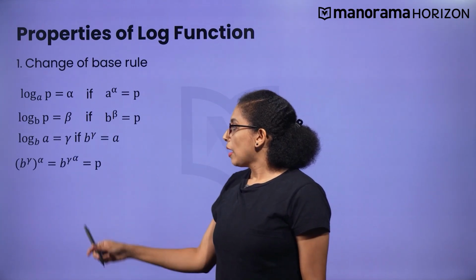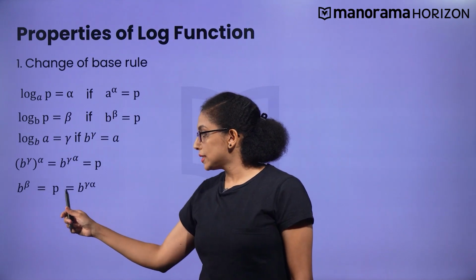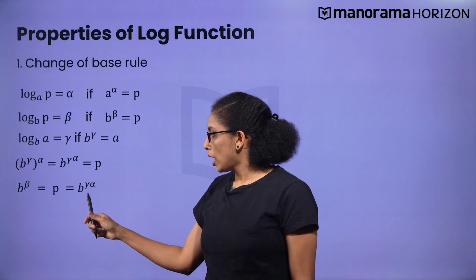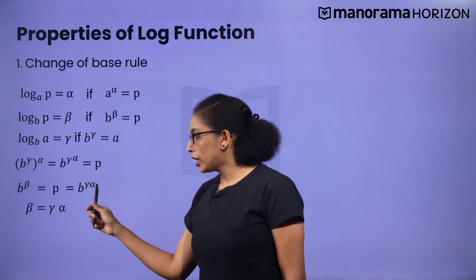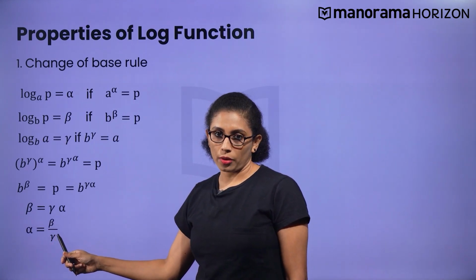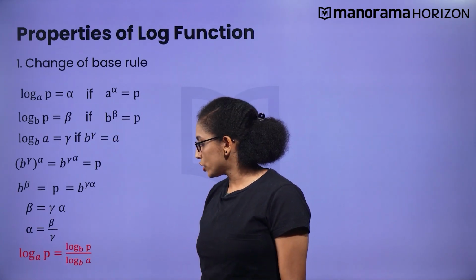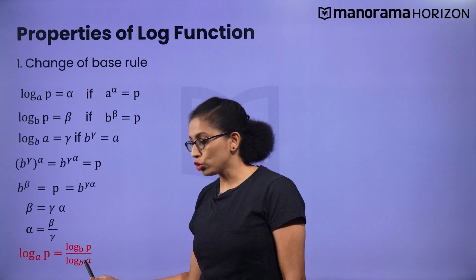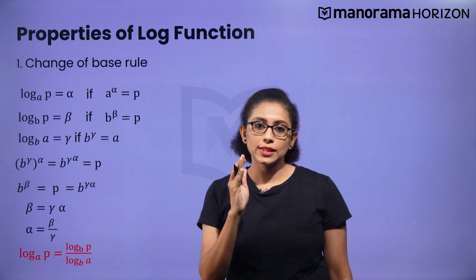And we get b raised to gamma into alpha is equal to p. Now, b raised to beta is equal to p, which is equal to, what is p? b raised to gamma into alpha. And on comparing, we can see that the powers: beta is equal to gamma into alpha, or alpha is equal to beta by gamma. Now we have to substitute for alpha, beta and gamma in this equation, and we get log p to the base a is equal to log p to the base b by log a to the base b. And this is a very important equation, and this is how the change of base rule is done.